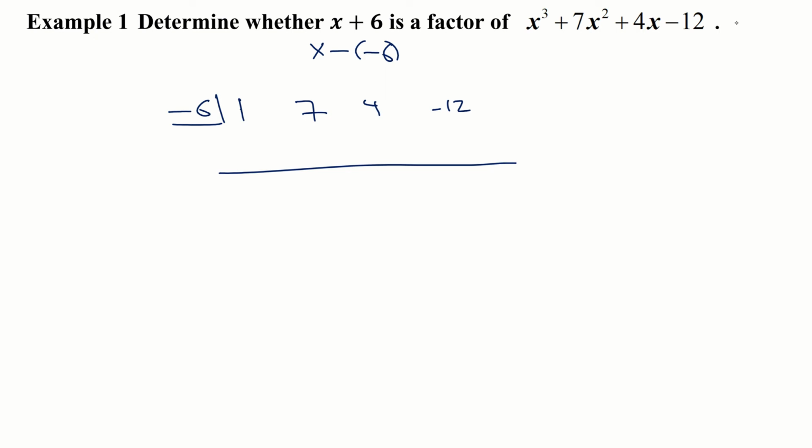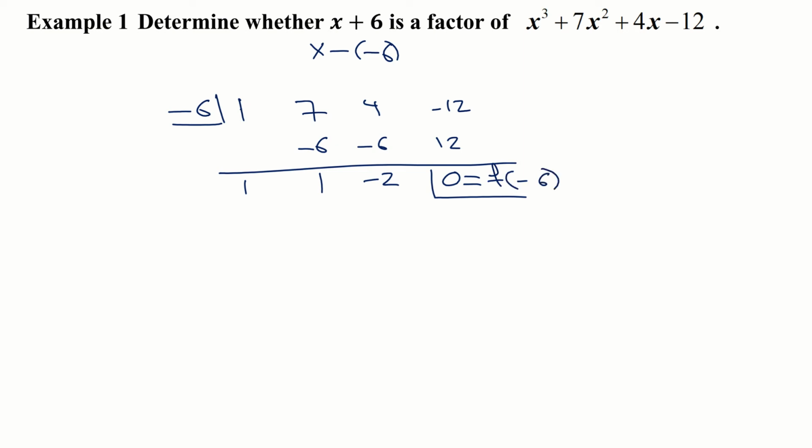So remember, we drop the 1 down, and then we multiply negative 6 times 1, which gives us negative 6. We write the result here. We add, we get 1. 1 times negative 6 is going to give us negative 6. Negative 6 plus 4 is negative 2. Negative 6 times negative 2 is 12. So that gives us 0, which we know from the remainder theorem is f of negative 6.